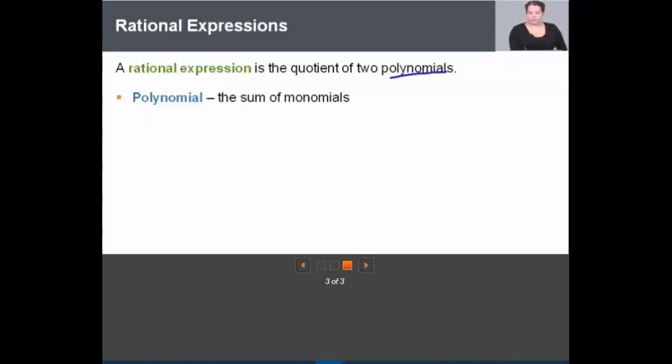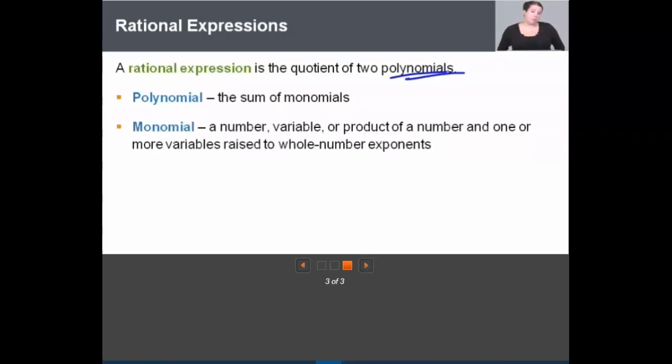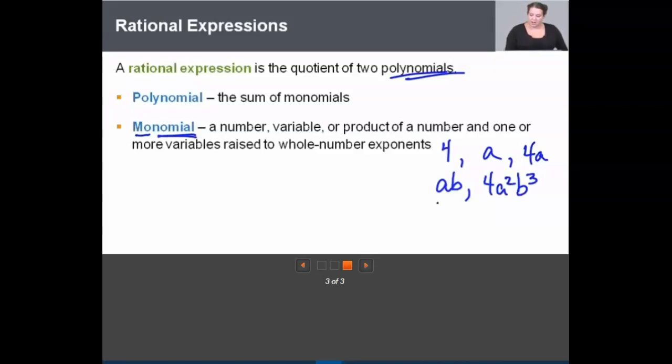A polynomial is the sum of monomials. A monomial is a number, a variable, or a product of a number and one or more variables raised to whole number exponents. So really what this means is one thing. So 4 is a monomial, a is a monomial, 4a is a monomial, ab, 4a squared b cubed. As long as nothing is being added, and nothing is being divided, this is a monomial.